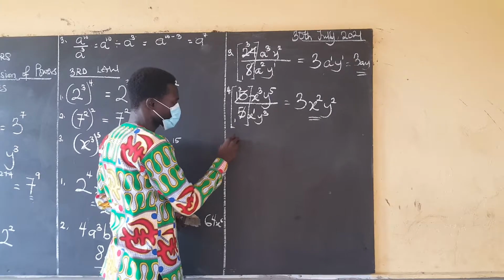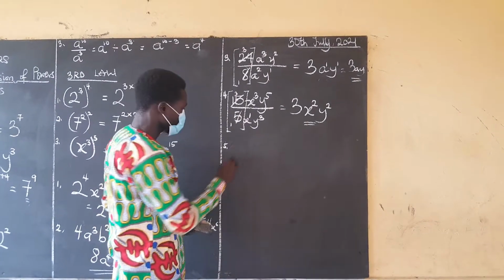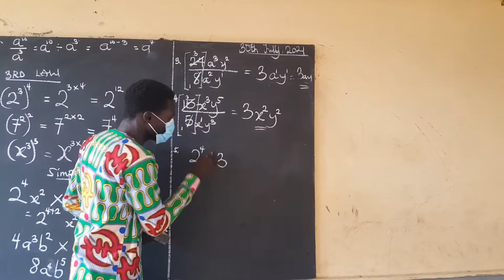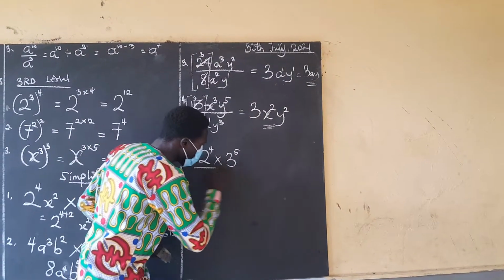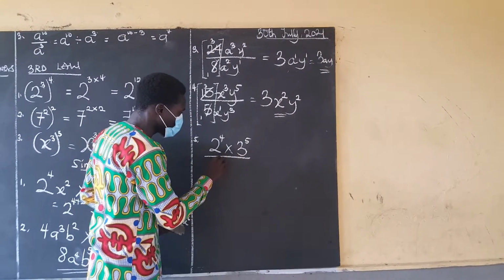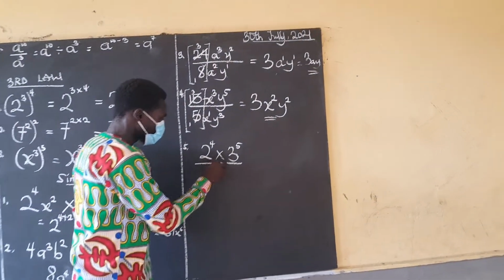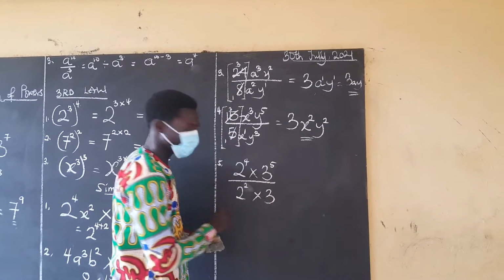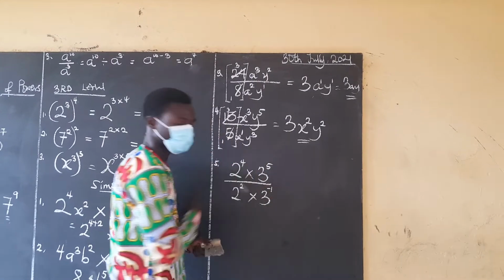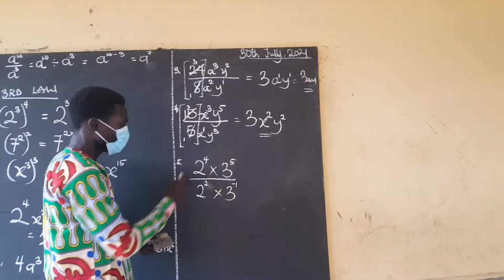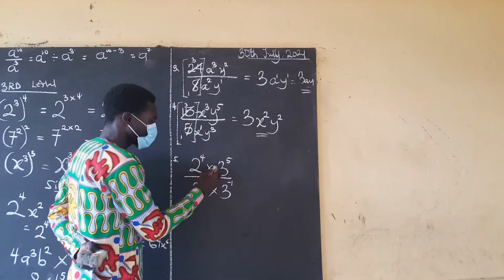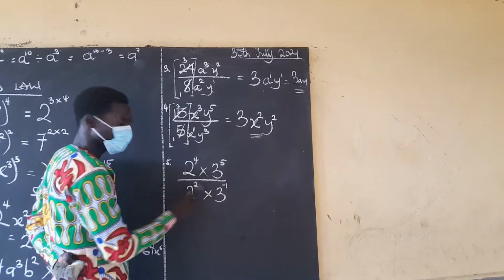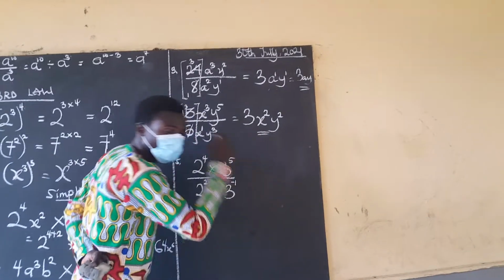Let's look at another one. We have 2 raised to the power 4 times 3 raised to the power 5 all over 2 raised to the power 2 times 3 raised to the power negative 1. We have this: 2 raised to the power 4 times 3 raised to the power 5 all over 2 raised to the power 2 times 3 raised to the power negative 1.